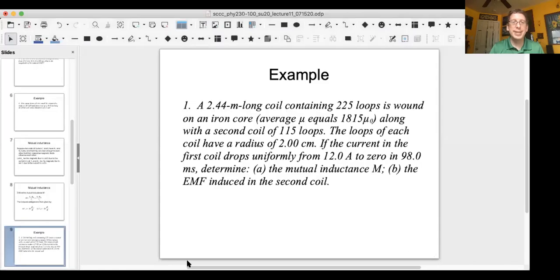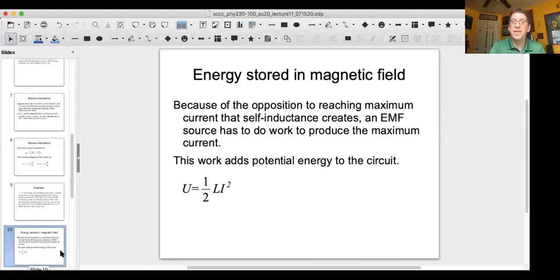Now, there are two important consequences of inductance. One is that you wind up storing energy in an inductor. And in fact, you wind up storing quite a bit of energy in an inductor. You can store more energy in an inductor than you can in a capacitor, given typical values of the magnetic field and the electric field. And so we'll talk about that in a couple of minutes.